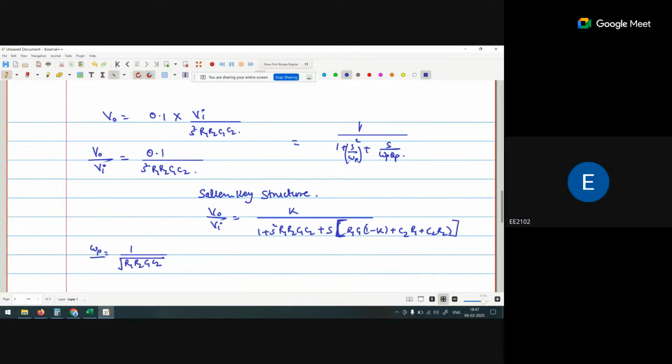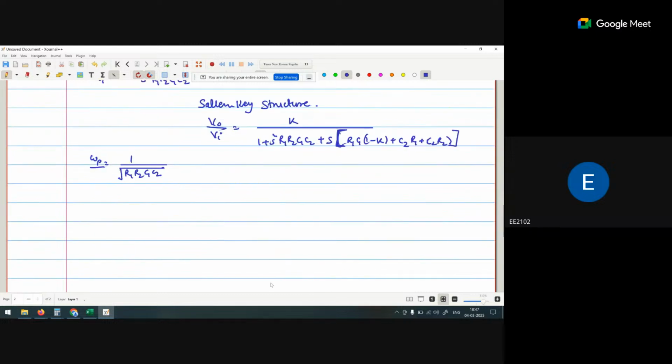After the omega p, we know that omega p Qp is 1 over [R1 C1 (1 minus K) plus C2 R1 plus C2 R2]. This is the omega p Qp. So the Qp is what? 1 over omega p times [R1 C1 (1 minus K) plus R1 C2 plus R2 C2].